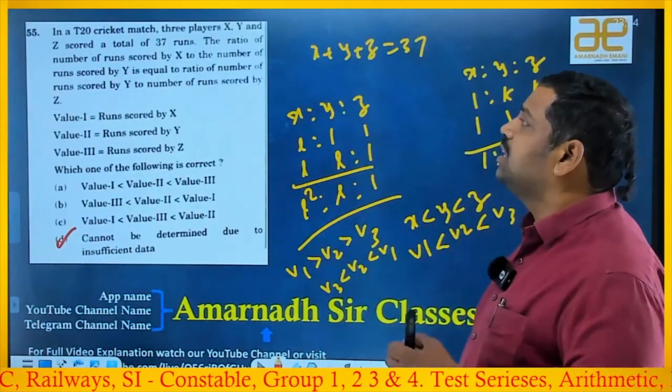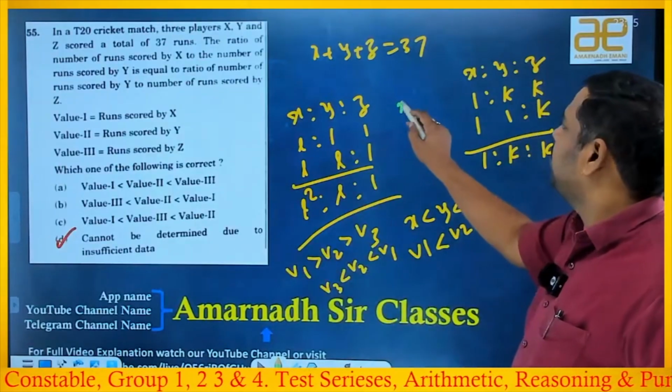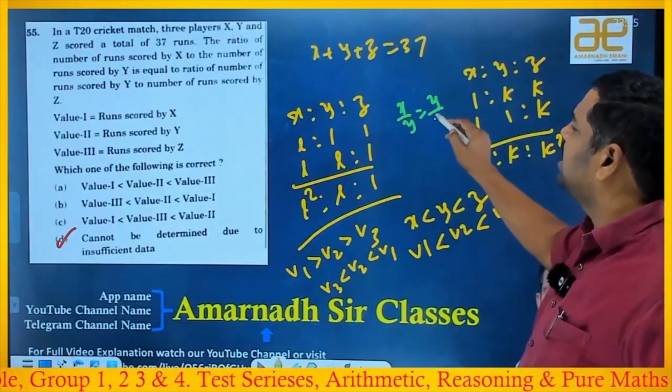He specified that the ratio is the same, X by Y. So X by Y is the same means you should feel that X by Y is equal to Y by Z, it is a continued proportion.